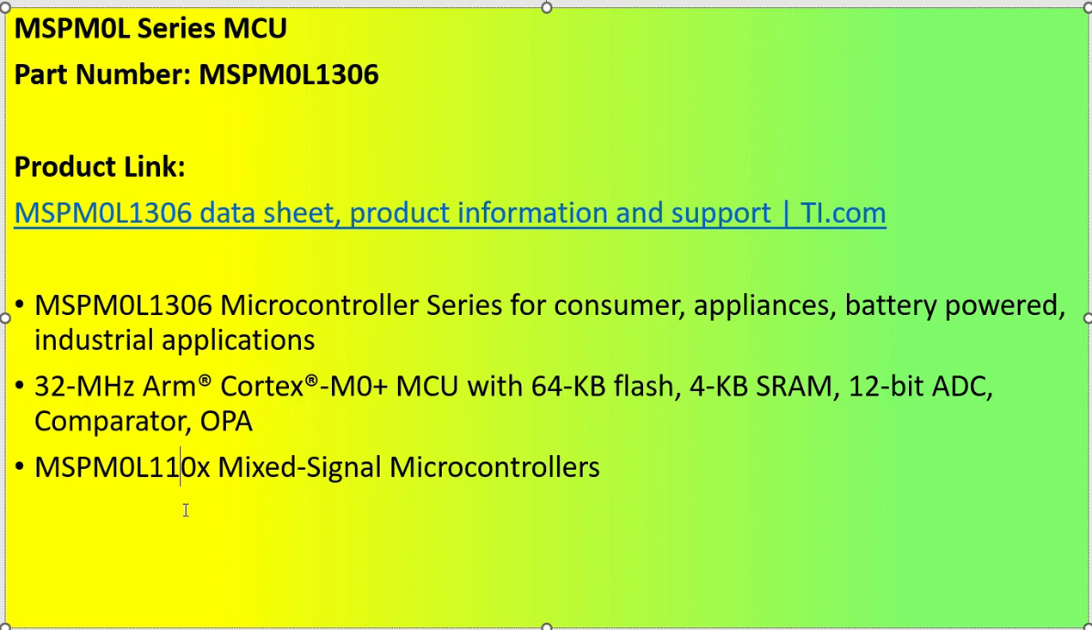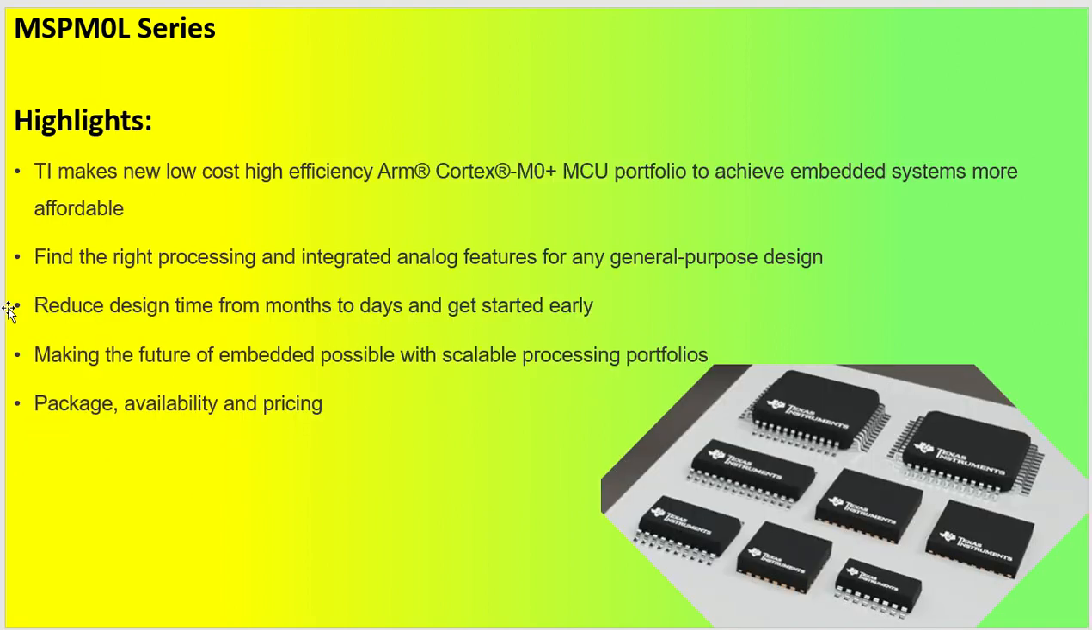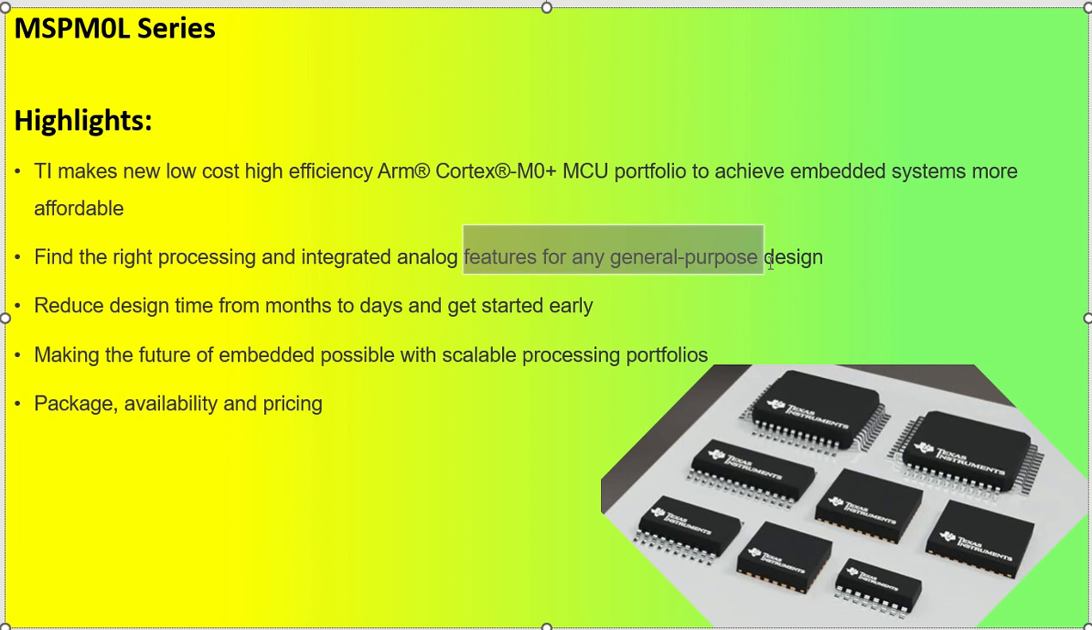In the previous series, we had already seen MSP-M0L1105. In this one, we are going to see 1306. Let us see why the MSP-M0L series is very important and why it is so famous now. Because TI has made a very low cost, high efficiency ARM Cortex M0 Plus MCU. Texas Instruments has come up with ARM Cortex M0 Plus MCUs with very low cost and very high embedded features. You can have real-time processing and integrated analog features for any general purpose designs, let's say battery powered devices and all. We'll see the applications as well.